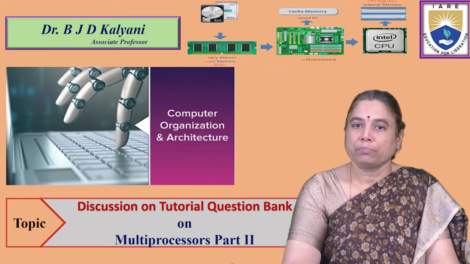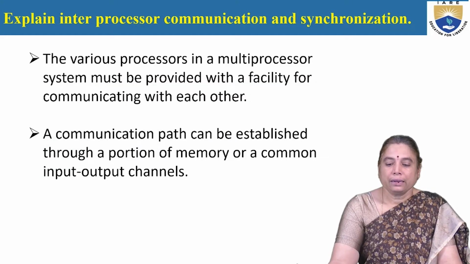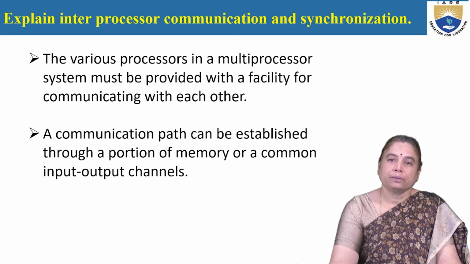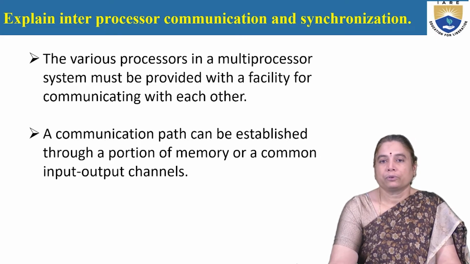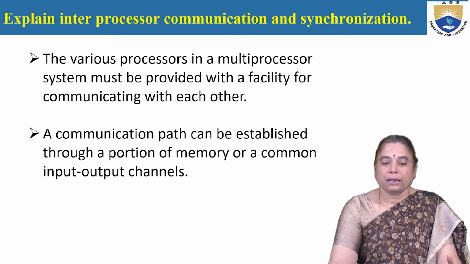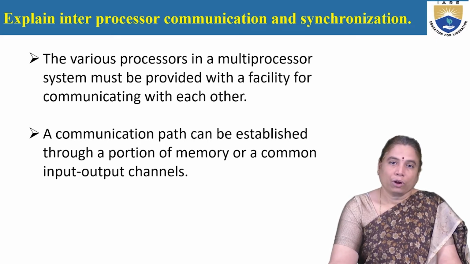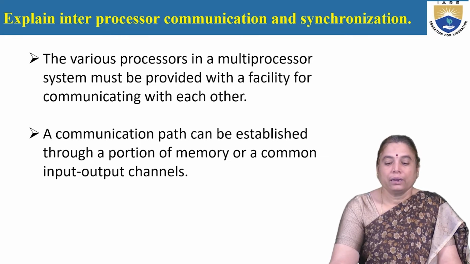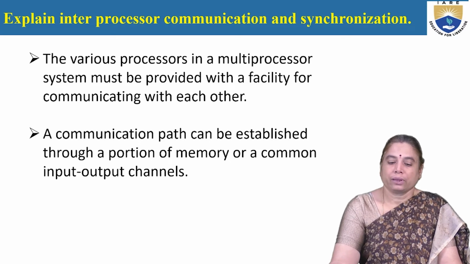In this video, I will discuss the problems related to Module 5, which is based on the concept of multiprocessors. Explain interprocessor communication and synchronization. In a multiprocessor system, more than one processor can be employed to support the parallel execution of tasks. When more than one processor is executing parallelly or concurrently, how these processes can be communicated, coordinated, and synchronized is discussed under the concept of interprocessor communication and synchronization.